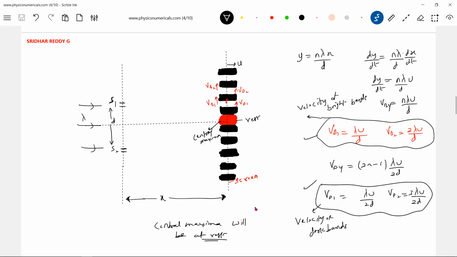Got the idea, no? So the different bands will have different velocity. And how will they be moving? They'll be moving away from the axis. Their velocity will be directed vertically here. Even the same thing for the lower. So this will be Vd1.